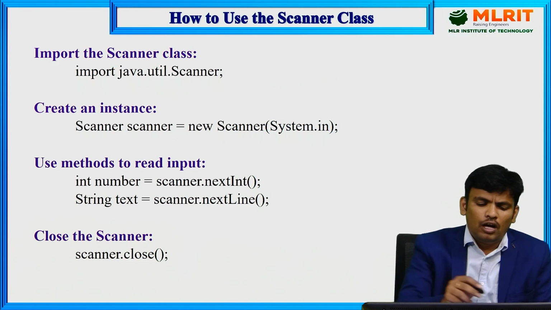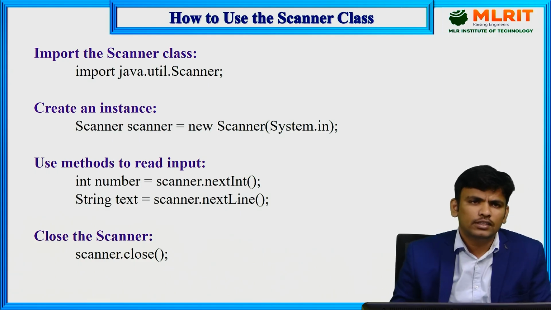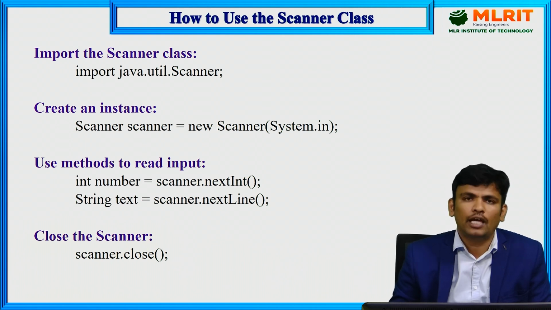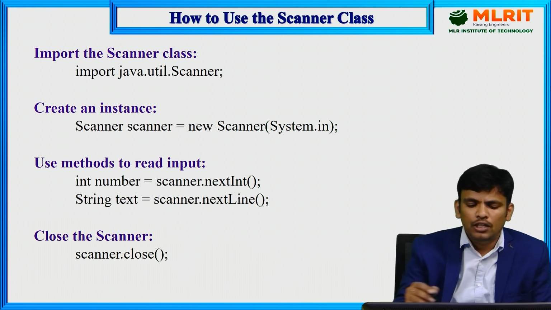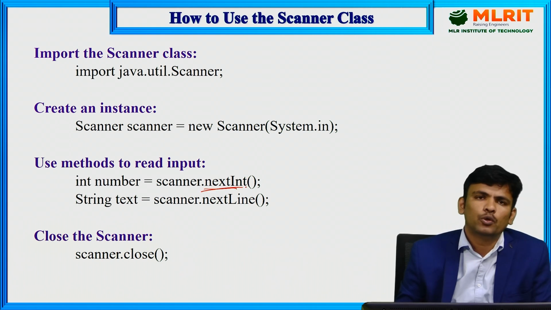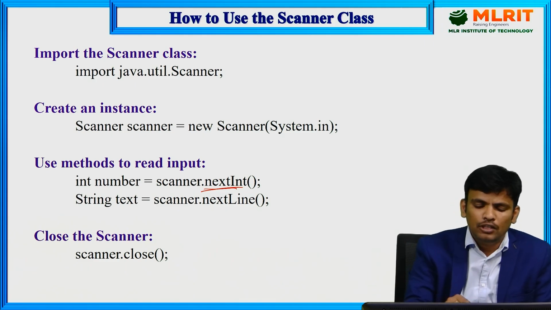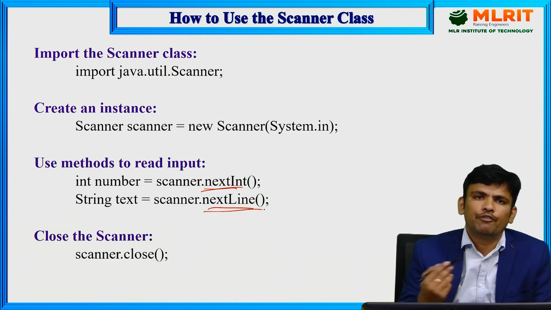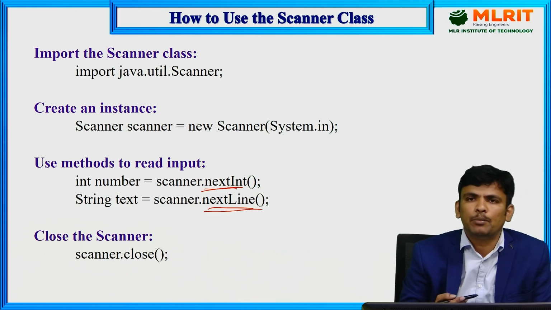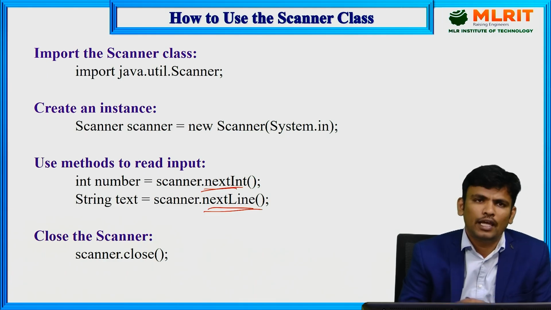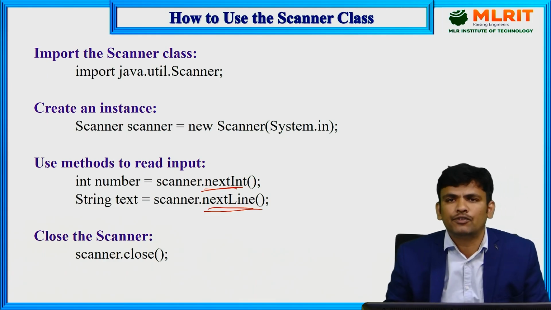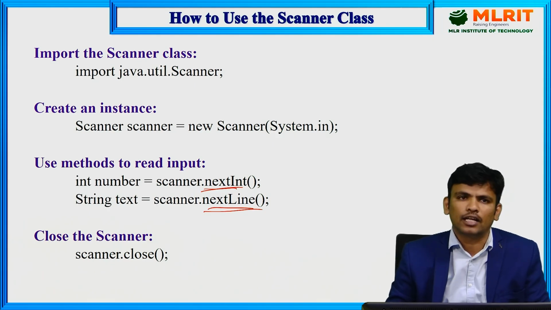After creating this object of the Scanner class, we need to call a specific method, depending on your requirement. If you want to read integer type data, use the nextInt method. If you want to read an entire line, you can use the nextLine method. Or if you want to read string type data, you can use the next method. For every requirement, there are specific methods available inside the Scanner class.